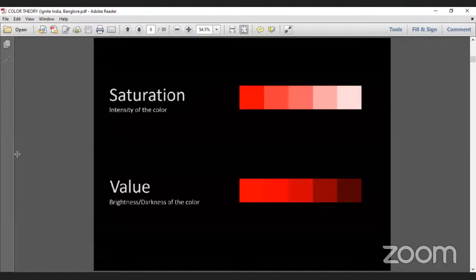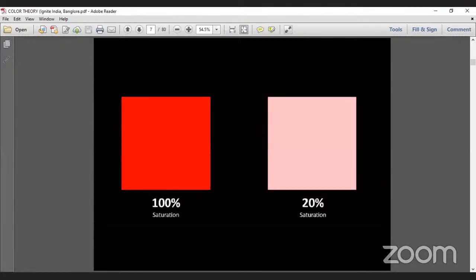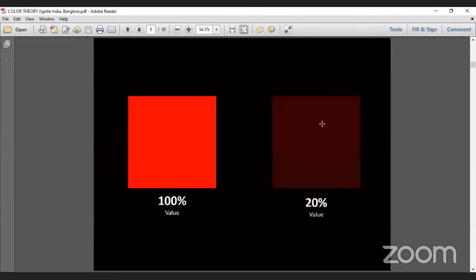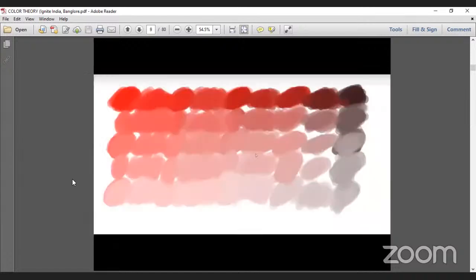So if you add black to a color, it increases the value. If you add white to a color, it, sorry, I guess I told the opposite thing. So this is your 100% saturation. This is your 20% saturation example. Yeah. So if you are decreasing the value, it will become dark. If you're increasing the value, it will become light. Okay. So this is how it's done.